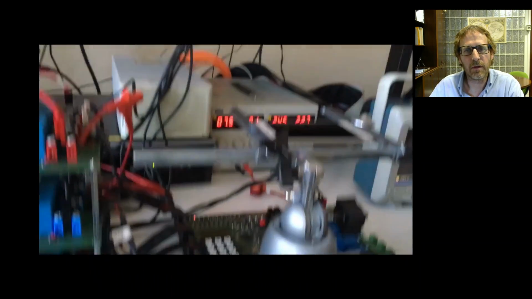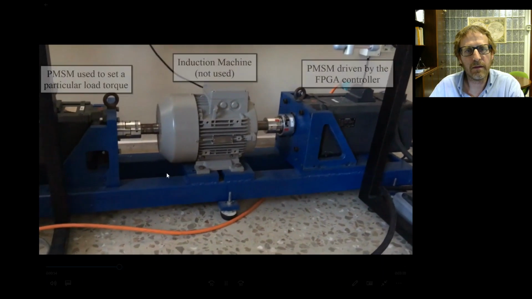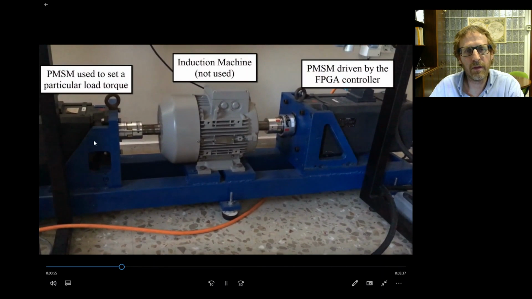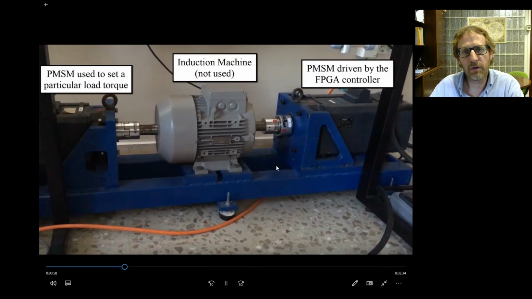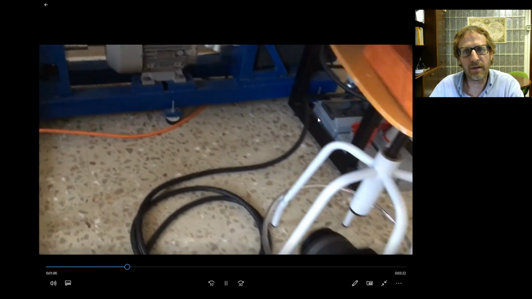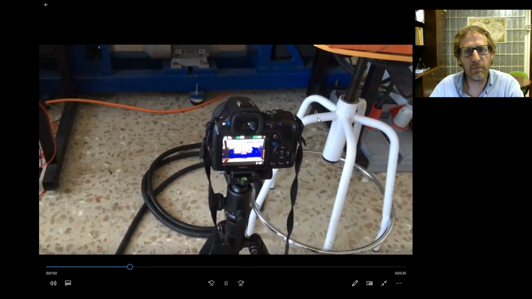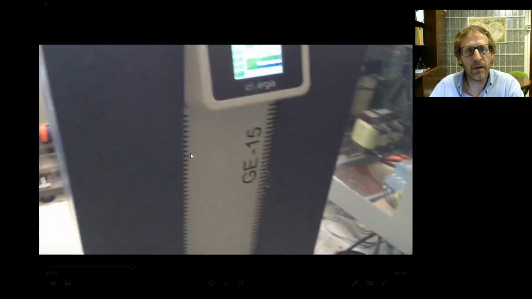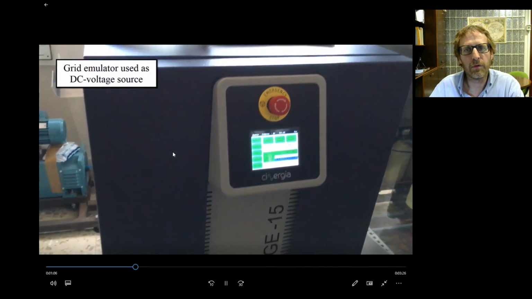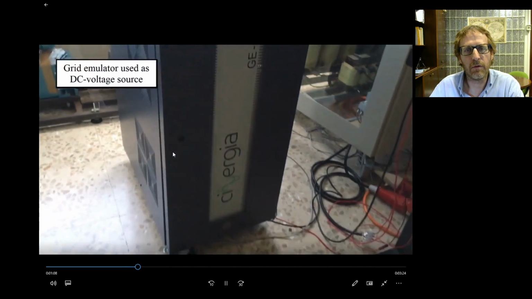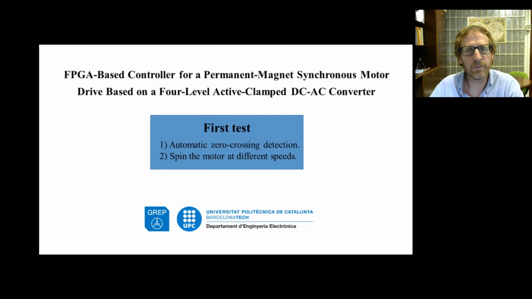Here are some screens with the control of some of the equipment. On the left, you see the machine that we use to generate the load torque, and on the right, you will see the machine that we control with the inverter. And this is the equipment we use to generate the full DC link voltage.